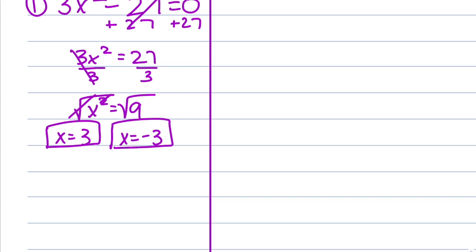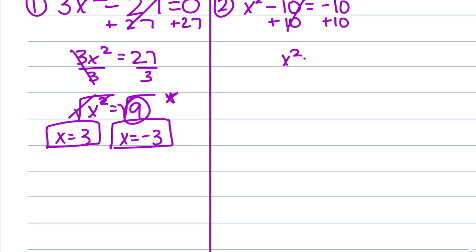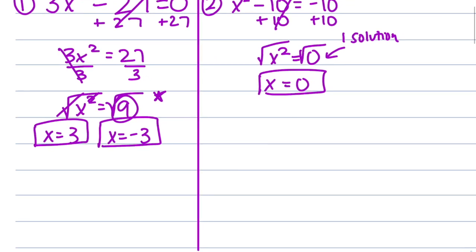I could have also stopped and known from here, because it's a positive 9, that I would have ended up with 2 solutions. So our second one, we're going to do x squared minus 10 equals negative 10. If I add 10 to both sides to isolate x squared, then I get that x squared equals 0. So right off the bat, I know I'm going to have 1 solution. Because when I square root both sides, there is no plus and minus 0, so we just say 0. And there's only 1 solution.